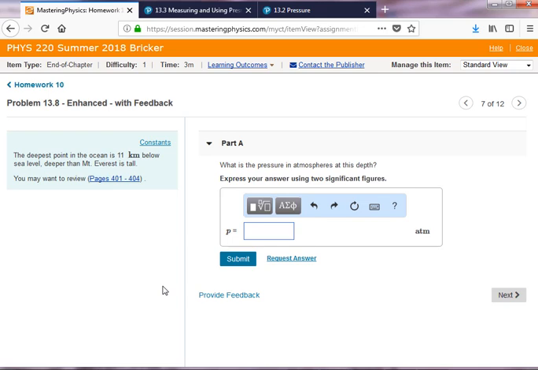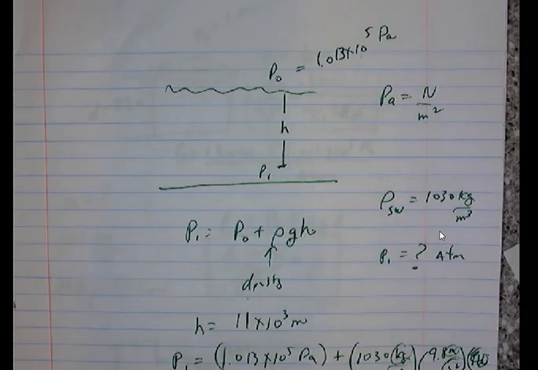Okay, the next one, we're switching into fluids. The deepest part in the ocean is 11 kilometers below sea level. Deeper than Mount Everest is tall, and you can review these pages, 401 to 404. What is the pressure in atmospheres at this depth? So we want the answer in atmospheres, which is not an SI unit, but we can convert it to atmospheres. Okay, let's take a look at this.